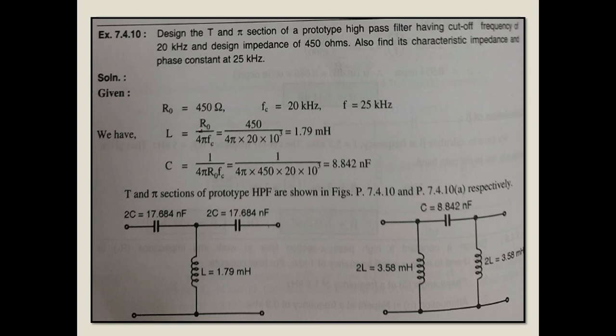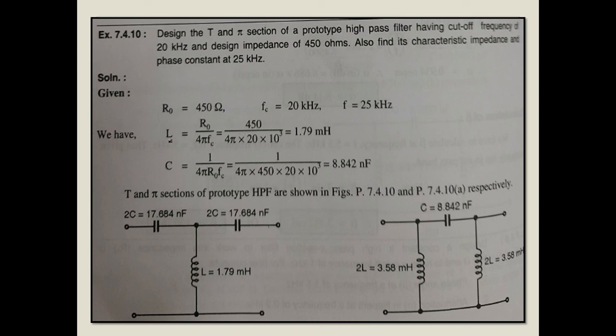Then the only difference is that this R0 term will come into the denominator, so easily calculate the value of the capacitor C. So C is equal to 1 upon 4 pi R0 Fc, which is equal to 1 upon 4 pi into 450 into 20 into 10 raised to 3. That's why the value of the capacitor C is equal to 8.842 nanofarad. Therefore, the T and pi section of the prototype high pass filter are as shown in figure respectively.